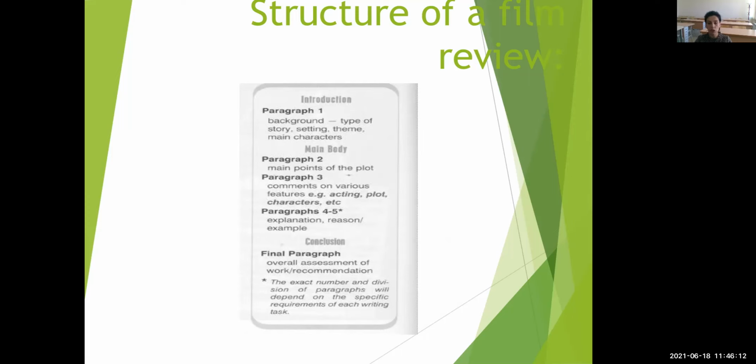Then we have the conclusion here, the final paragraph, which is the overall assessment of the work and a recommendation, as I told you, with justification. Don't forget about it. So the exact number and division of paragraphs will depend on the specific requirements of each writing task. And don't forget that the useful language we have just learned is required while writing the introduction, main body, and conclusion, and you have to use those words and phrases while opening the introduction, main body, and conclusion of your film review.